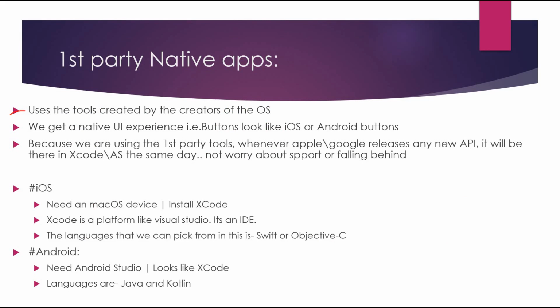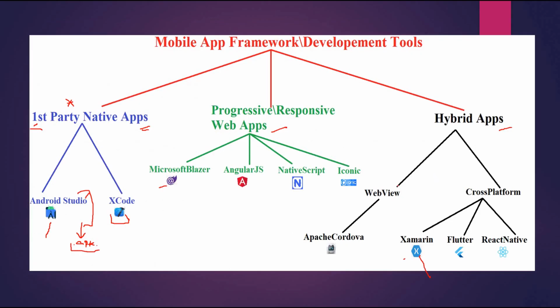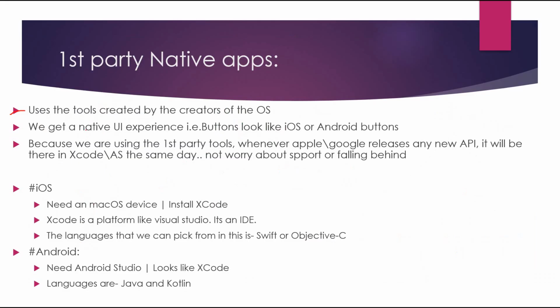So I mean, it was quite self-explanatory. First party native app means the applications which we are building using tools that are created by the creator of the operating system. And the advantage that we get when we develop an application using the first party native tools, that is Android Studio or Xcode, is we get a native UI experience. What I mean by that is, if I develop an application using Android Studio, and once I install that application on an Android device, that application would look like it's an application for Android.